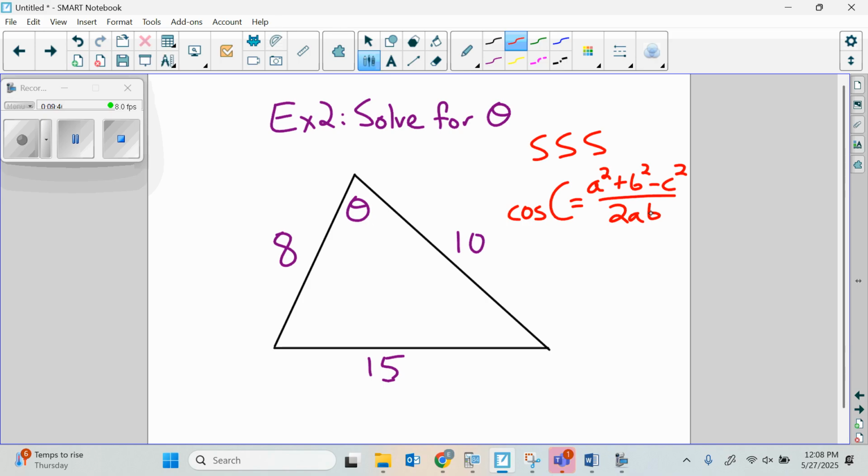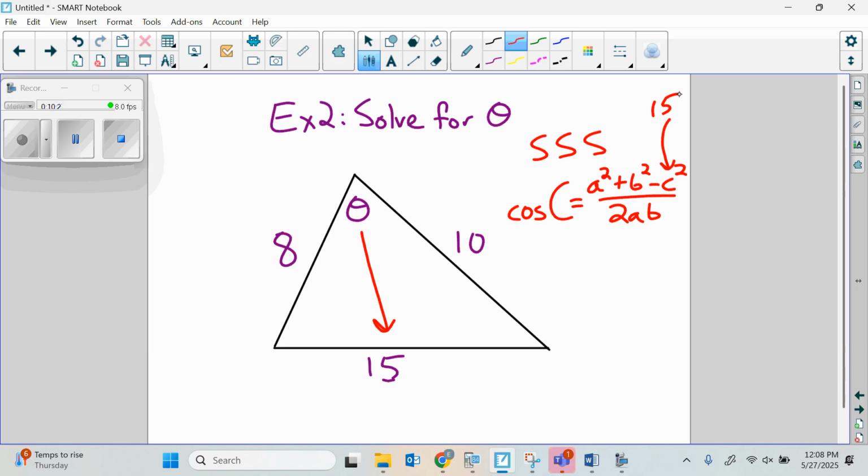The most important side to identify here is the side that is opposite from the angle we're solving for. So when I look at this problem, I'm solving for theta. First thing I want to do is look at, hey, what's opposite from theta? What's opposite from theta is 15. That means 15 is going to go in for that spot right there. A and B can be 8 and 10, and it doesn't matter the order of 8 and 10, right? Those A and B always represent the sides that are surrounding the angle that you're trying to solve for. So in that case, it could be 8 and 10 or 10 and 8. Doesn't matter.